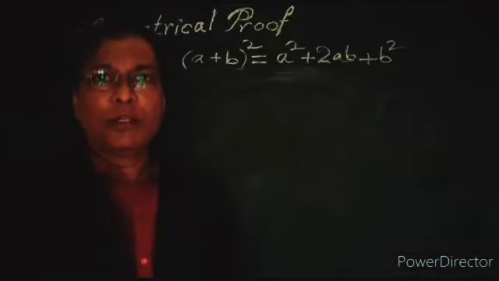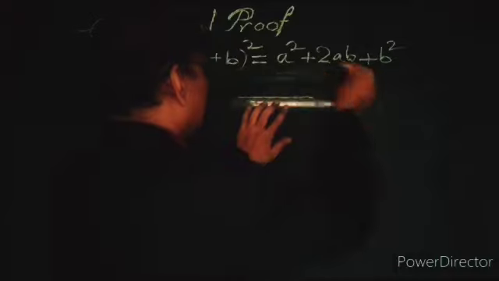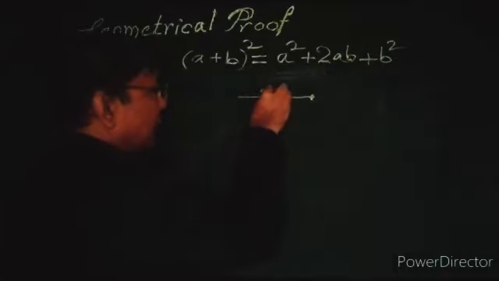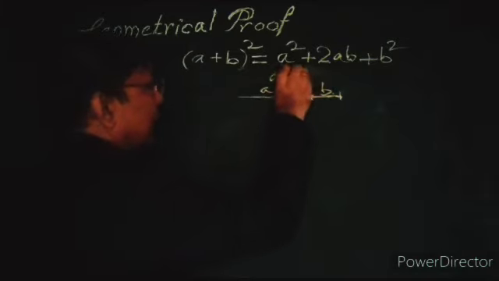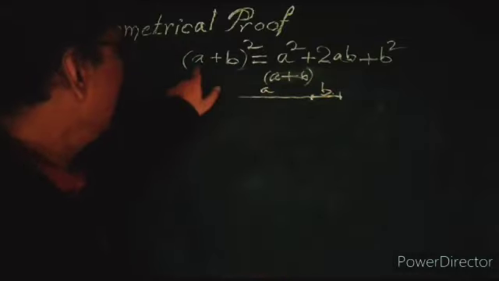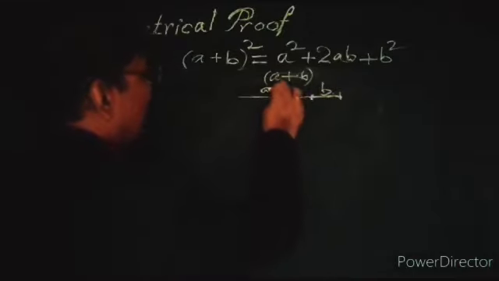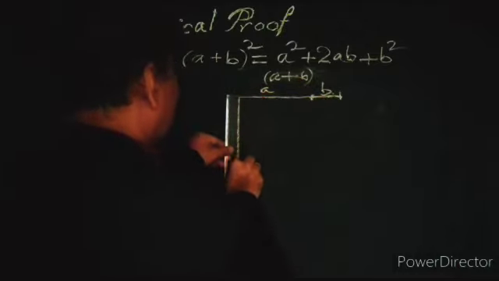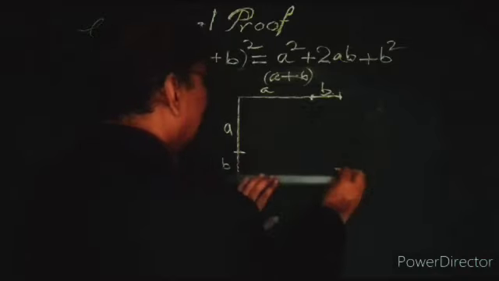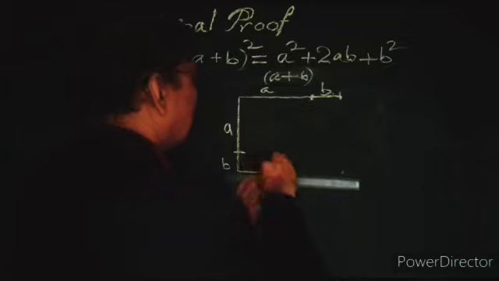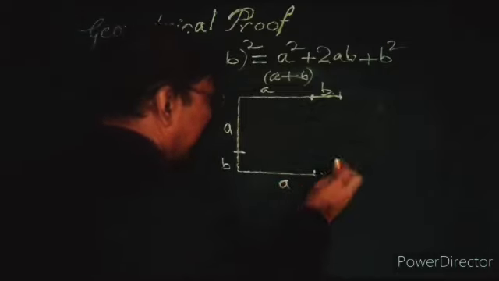Now let us see the geometrical proof for this identity a plus b bracket square. Consider a is a quantity. For this quantity we are going to add say quantity b. The total length of this side becomes a plus b. What we want is a plus b bracket square. That means we want a square. Therefore, let us draw a square by taking the length a plus b. Up to here it is a and this is b.